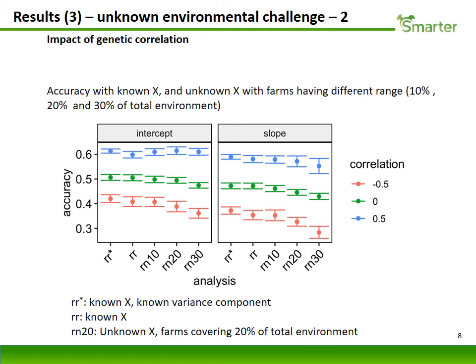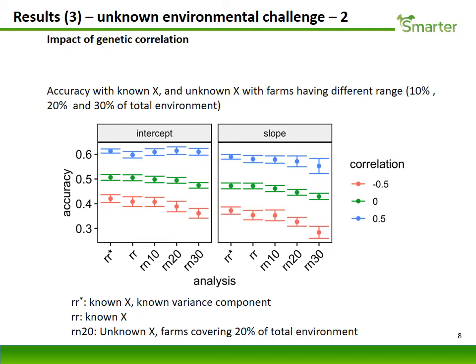So for that reason, we considered 3 scenarios: farms covering 30% of the whole environmental range, and this is indicated by RN30 on the x-axis of this figure. Farms covering 20%, RN20, and RN10, which is farms covering 10%. RR on the x-axis is the previous case, which is when we know the environmental challenge, and finally RR star means when both challenge level and the genetic parameters are known, which is the best case scenario, and it's just there as a reference point.